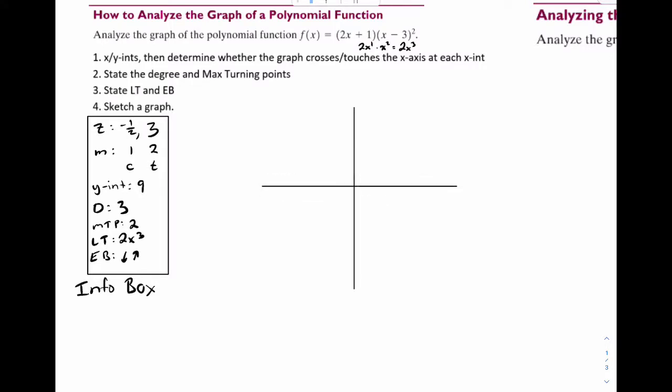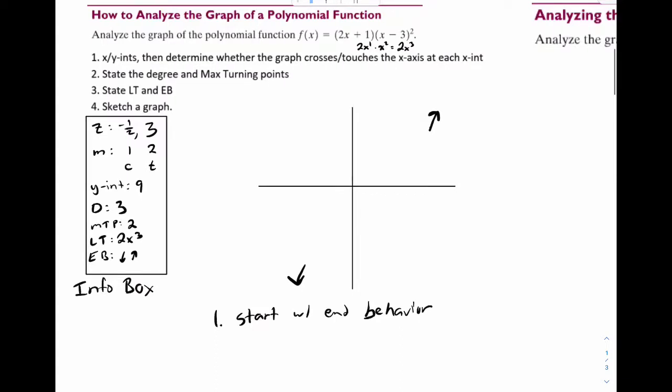So notice I'm just going to do a sketch. And what you're going to want to really focus on is to start with your end behavior. That's really going to help you focus on how the graph should look. So I'm going to start by just putting my arrows down. I'm just going to put a down and an up, and that tells me that that's what's happening at the ends of the graph.